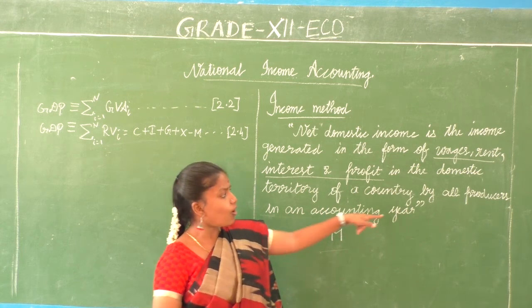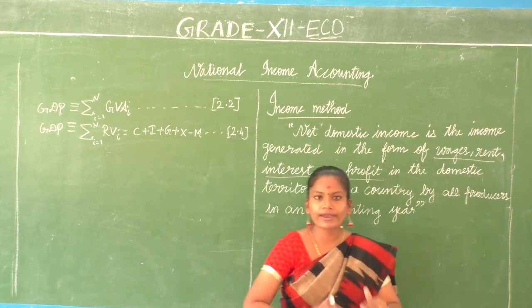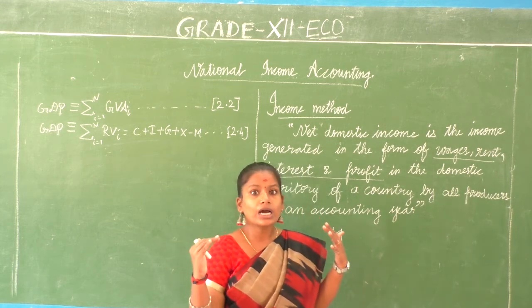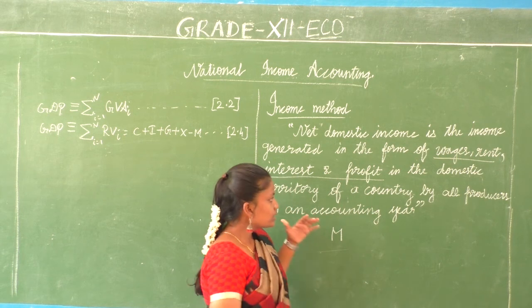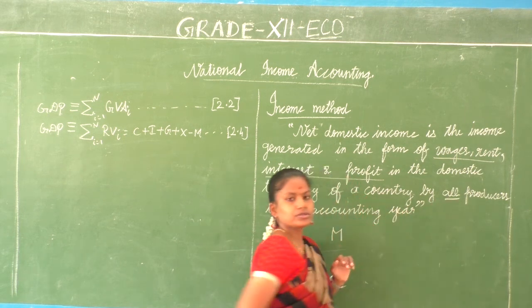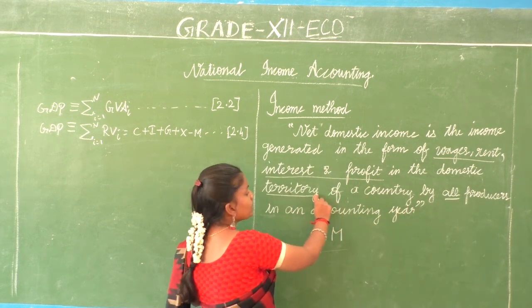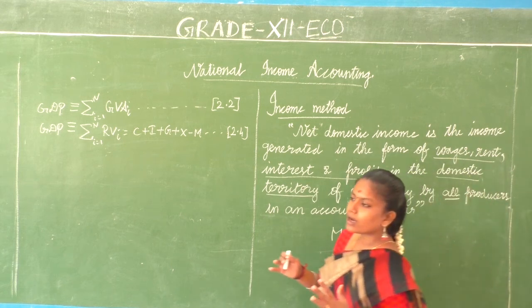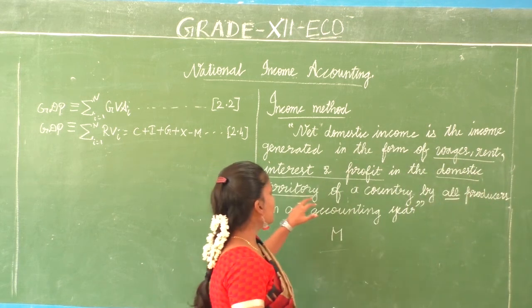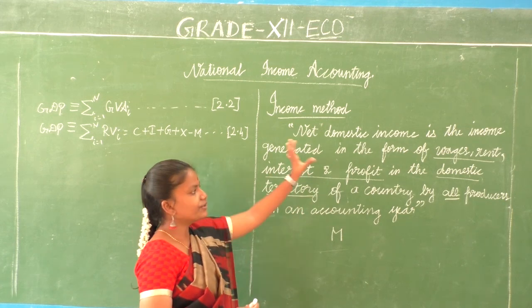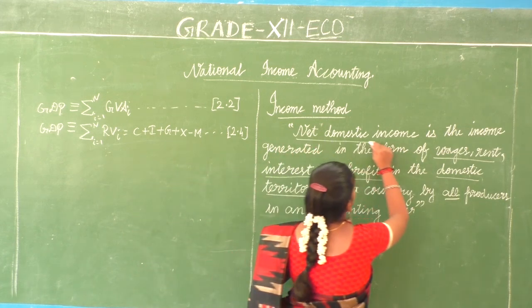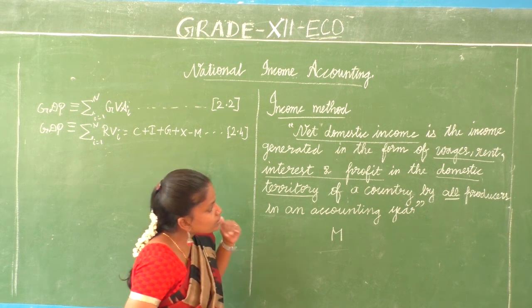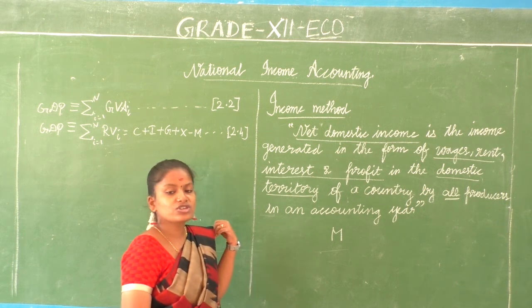Now, why are we saying all producers? Because in macroeconomics, we see everything in aggregate terms. We talk about the aggregate value, right? That is why we say all producers. And what is one more important term? The domestic territory. Whichever firm comes within the domestic territory, we take that into account for net domestic income. So what are the factors you are going to take? Wages, rent, interest and profit.